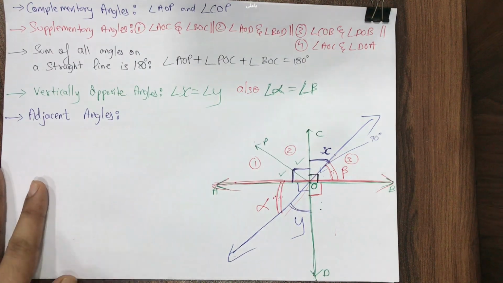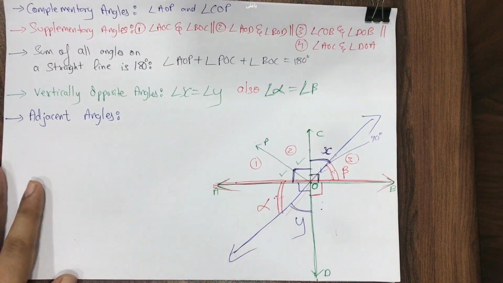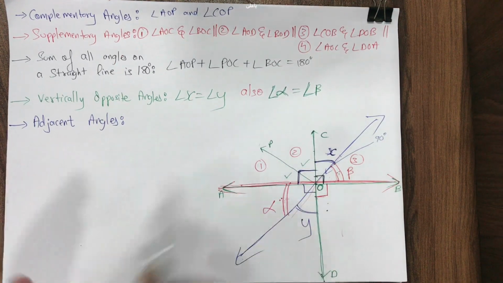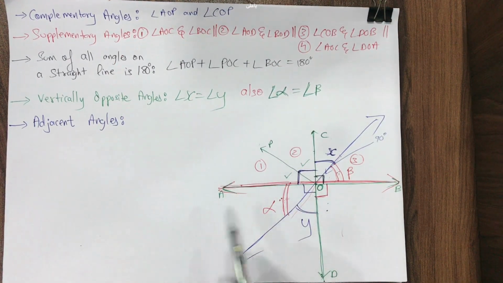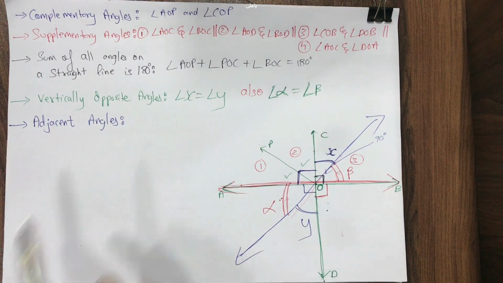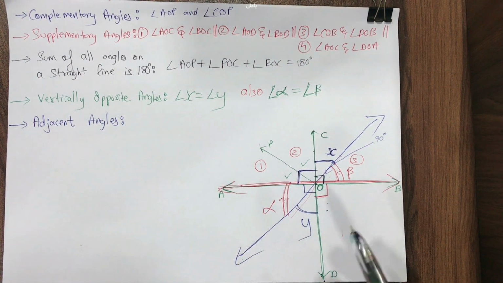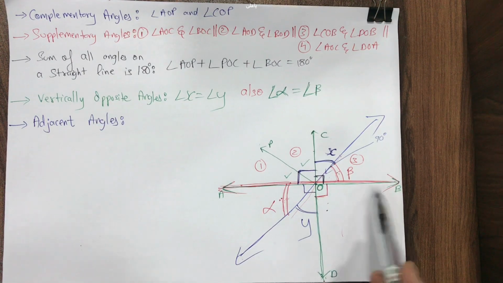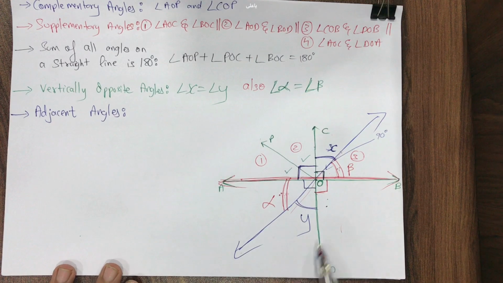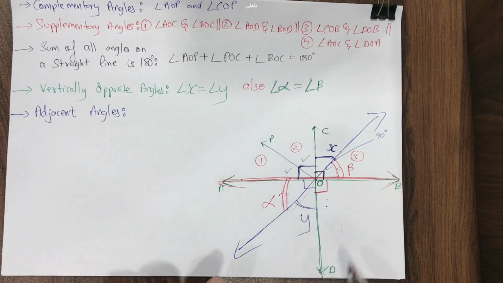Next, adjacent angles. Adjacent angles in Hindi I will say बाजू बाजू वाले angles, neighbor वाले angle. हिंदी में बाजू बाजू वाले angles, ठीक है? And I'm not saying they are equal. Adjacent angles. What are adjacent angles? AOD. So BOD will be adjacent angle. See the diagram. AOD. So BOD. The idea is one arm should be common between them.